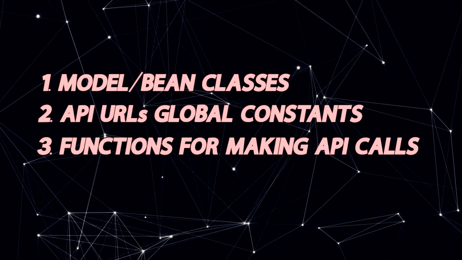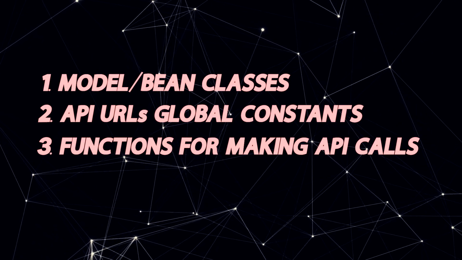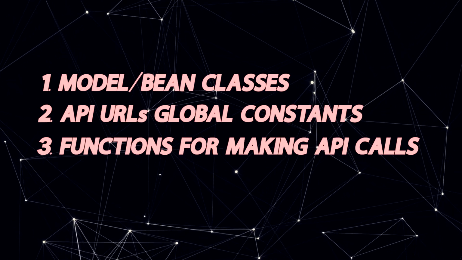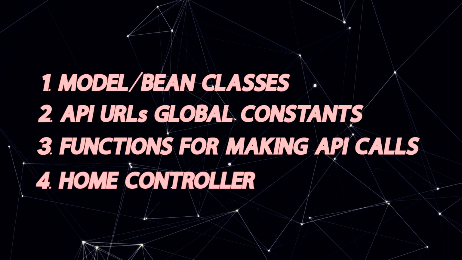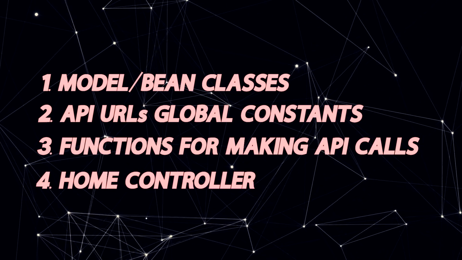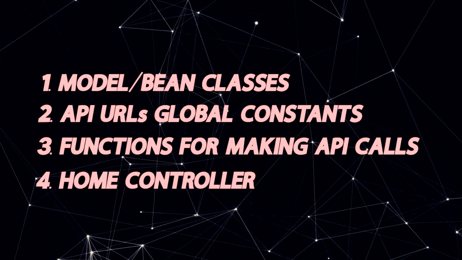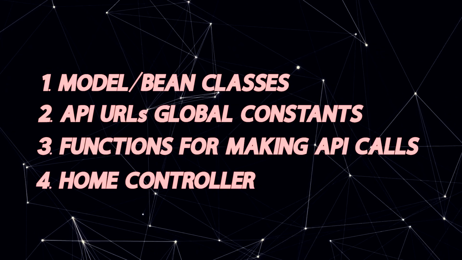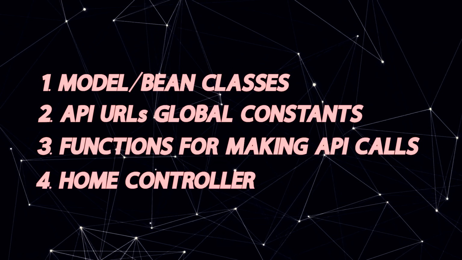And then we have API calls functions, where it's just a piece of code that is going to make calls using the URLs defined in the global constants, and it's going to return the response. And then finally we have the home controller. This is where we have defined the front end aspect of Thymeleaf. We are calling that function which makes the API call, and then it's going to receive the response. It's going to associate that response to the HTML variables which we have defined through Thymeleaf syntax. So that's pretty much it.